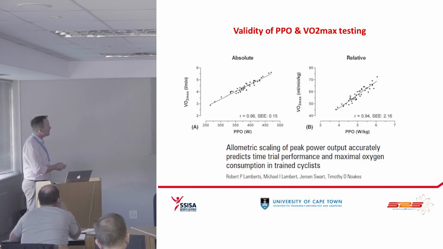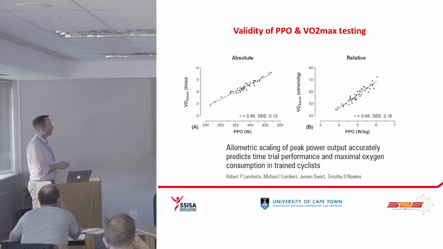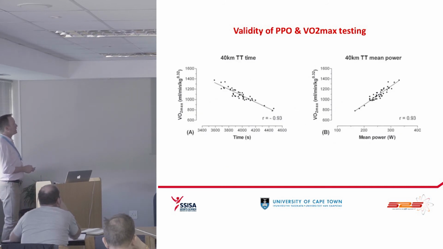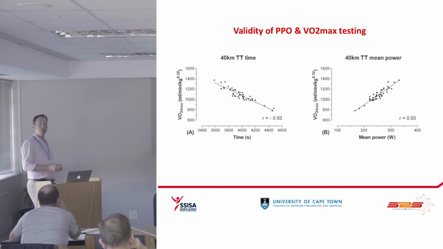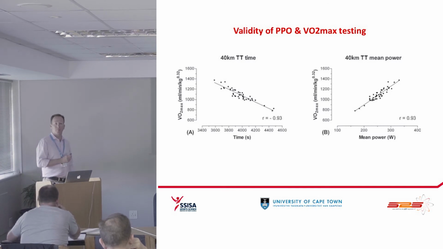And you can see a very tight relationship between VO2 max and the power output in the 40K time trials, R values of 0.93 and 0.93. But once again, peak power output testing, R value of 0.96 for your time trial time, the 40K time trial time. So peak power output testing predicts your performance in the field very, very well.